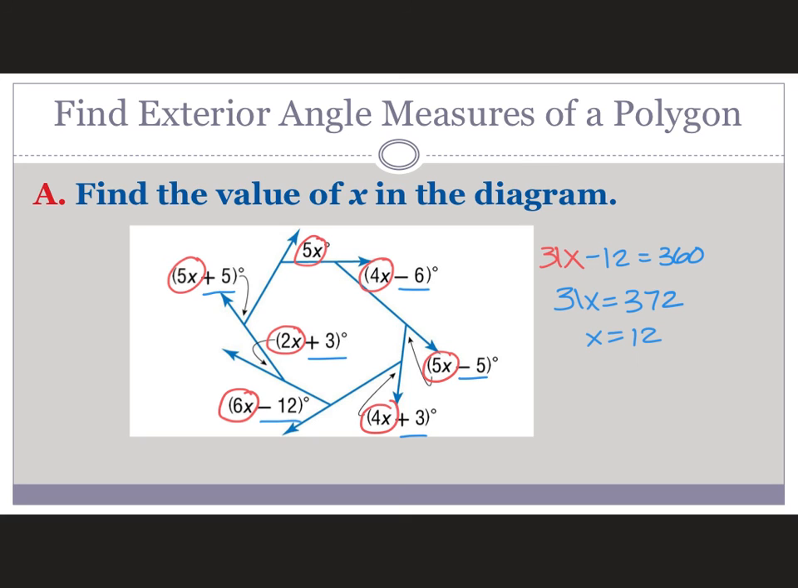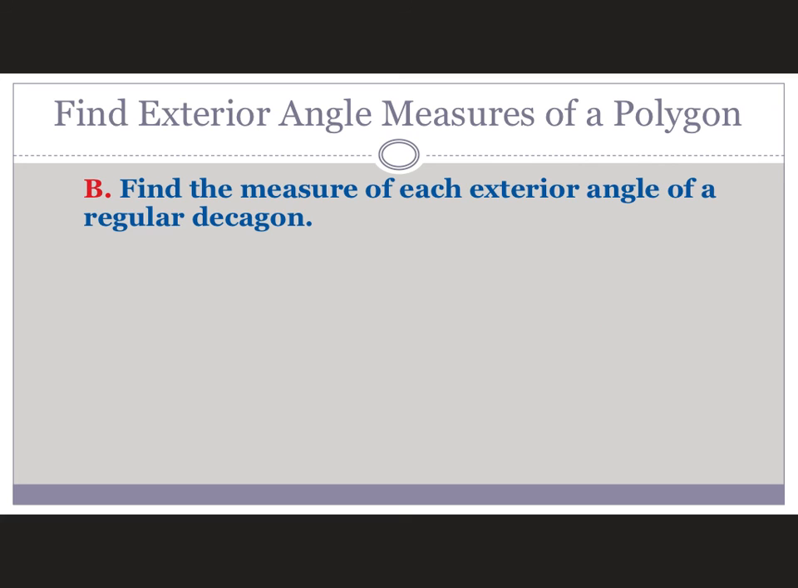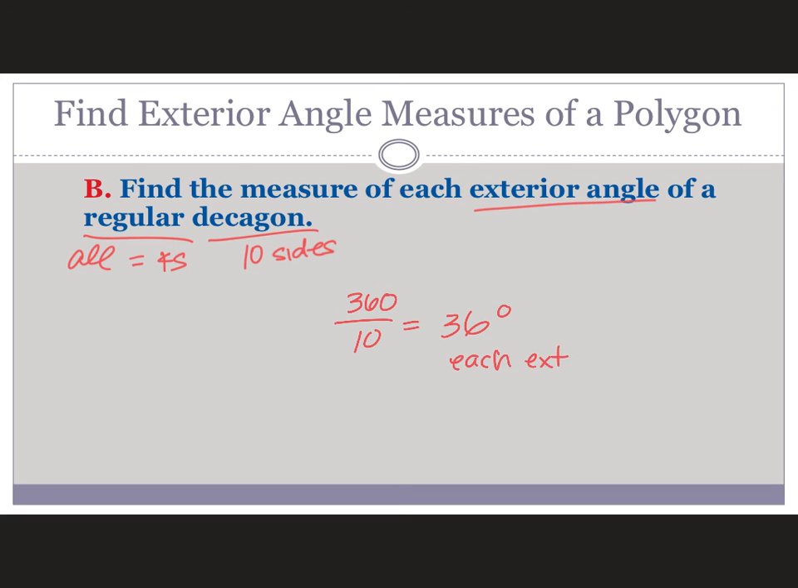So remember, the exterior angles have to add up to equal 360. And then lastly, find the measure of each exterior angle of a regular decagon. So regular means that it has all equal angles, and then decagon means it has 10 sides. So we want exterior angles. So we're going to do 360 divided by 10, and that's going to be 36. So each exterior angle is 36 degrees.